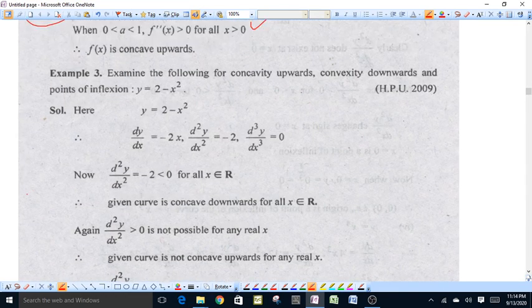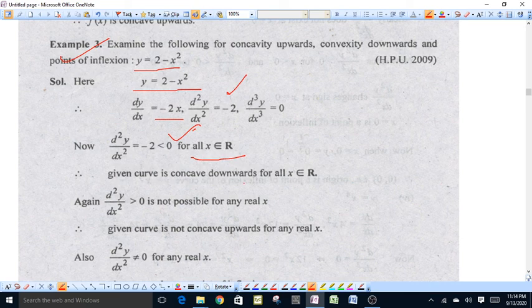Suppose that we have another curve y is equal to 2 minus x square. Let us take another example, example 3. Here y is equal to 2 minus x square, dy upon dx will be equal to minus 2x, d2y upon dx square is equal to minus 2. Clearly d2y upon dx square is equal to minus 2 is always negative for all real values of x. This means this curve is concave downward for all real x.